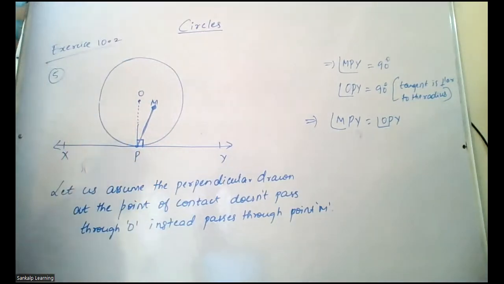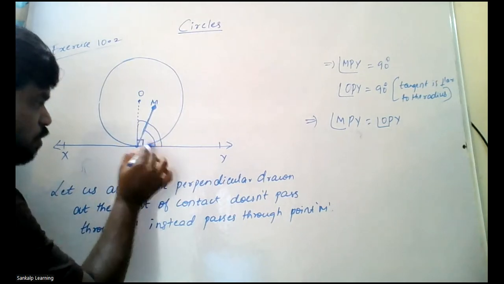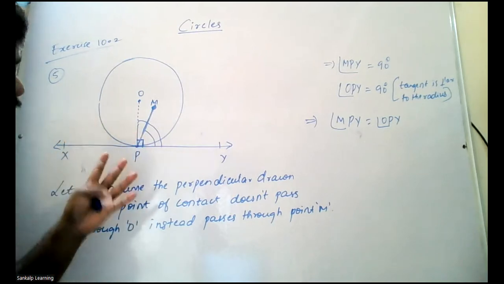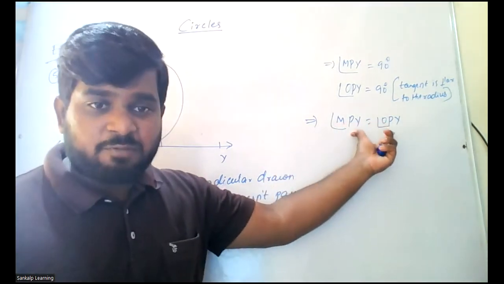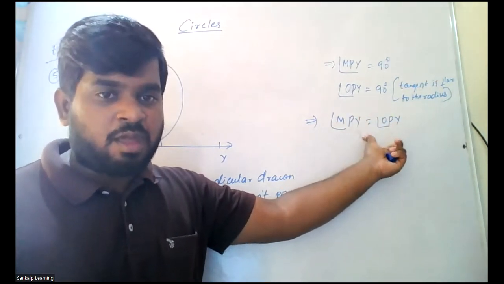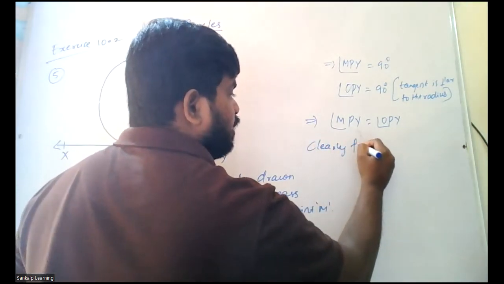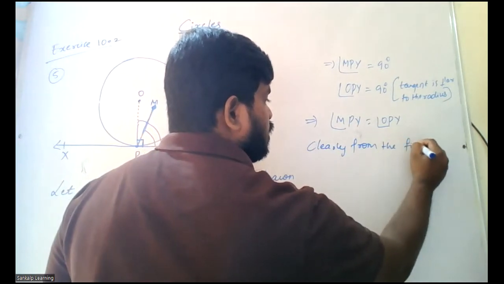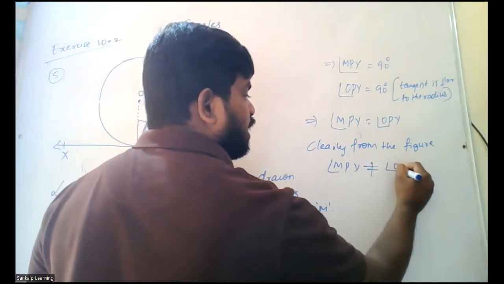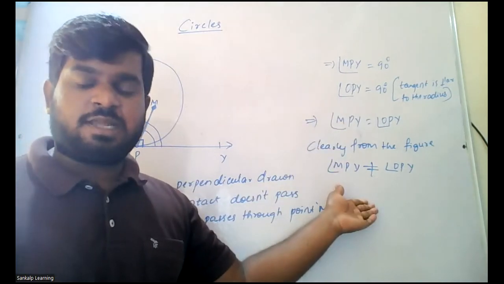But observe the figure. Angle OPY is this entire thing. Angle MPY is only so much. Can these two be equal? Is it possible? Very clearly, they are not equal. But what are we getting? We are getting the answer that it is equal. But from the figure, clearly, angle MPY is not equal to angle OPY. Observe, we are getting equal. The other thing is saying not equal.